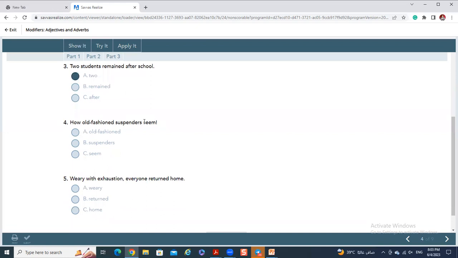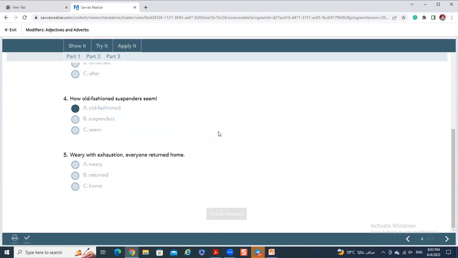Okay. Engineer Taha, number four. How old-fashioned suspenders seem. Find the noun, and then see what modifies the noun or a pronoun. Old-fashioned. Old-fashioned describes suspenders. Perfect. Number five, streamer Adam. Weary with exhaustion, everyone returned home. Weary means tired.